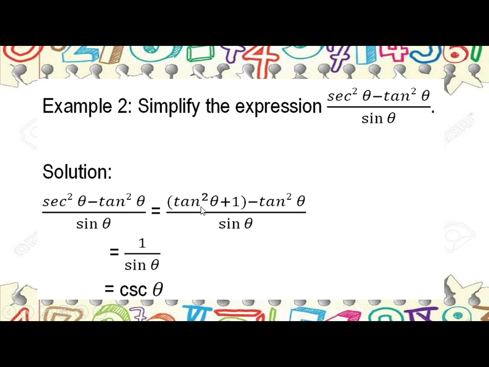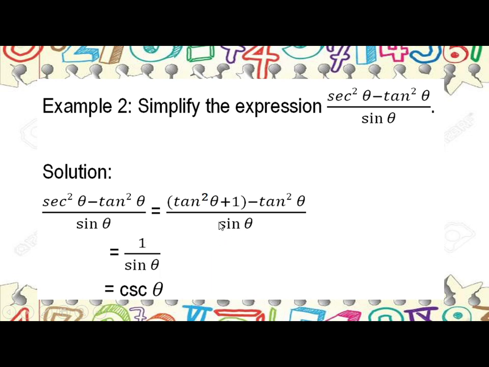So we can actually substitute that value into secant squared theta po. And remain po itong tangent squared kasi nga po we are aiming for the same variable, right? So wag na po natin itong i-simplify. So, copy lang po. And then, if you're going to simplify that one, tangent squared minus tangent squared, of course, that is actually equivalent to 0 na po, right? So, cancel out na po iyon at matitira po is yung 1. That's why we have here 1 all over sine theta.